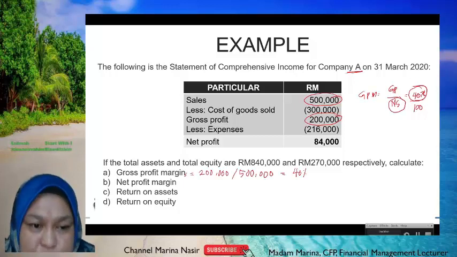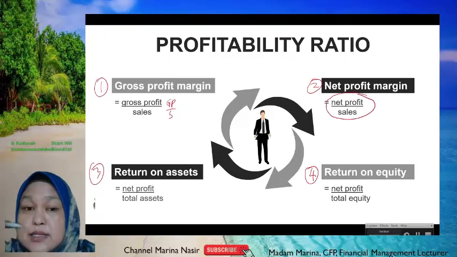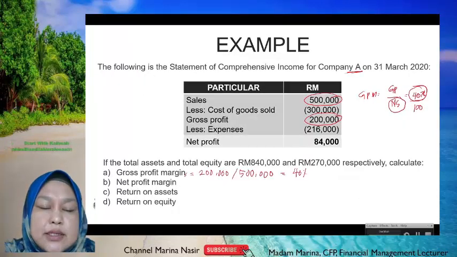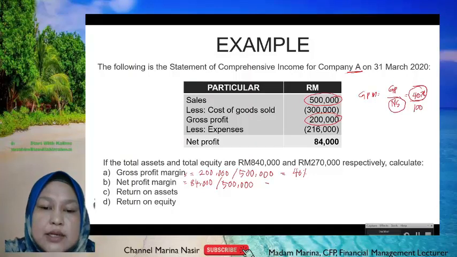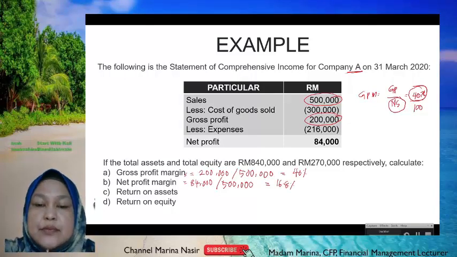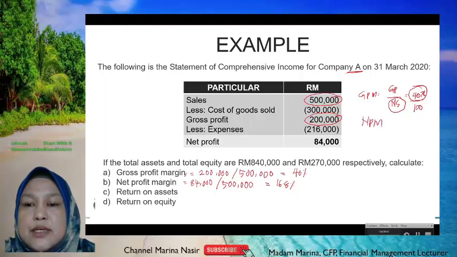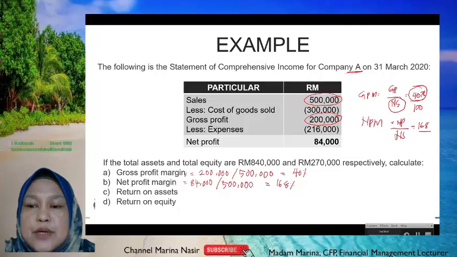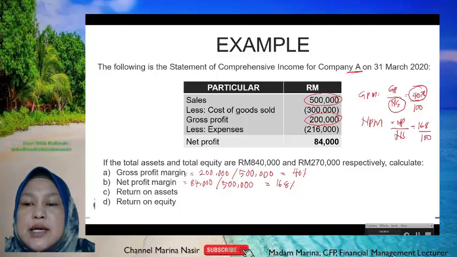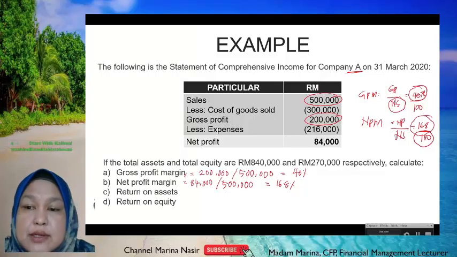Let's move to the net profit margin. How to calculate net profit margin? Net profit divided by net sales times 100. Our net profit 84,000 divided by net sales 500,000 times 100. So we get 16.8%. How to interpret this 16.8%? For every 100 ringgit of company A's net sales, they can generate 16.8 cent net profit. That's how to interpret.